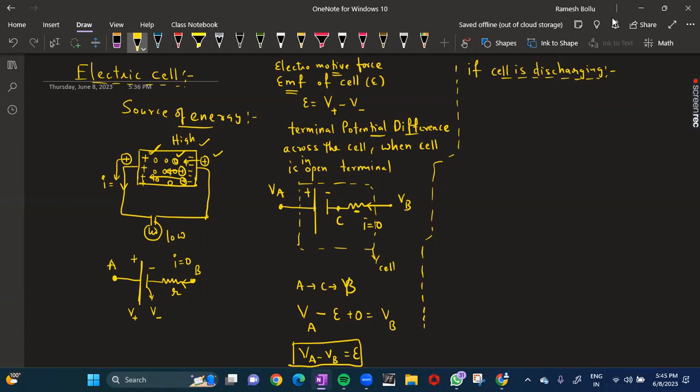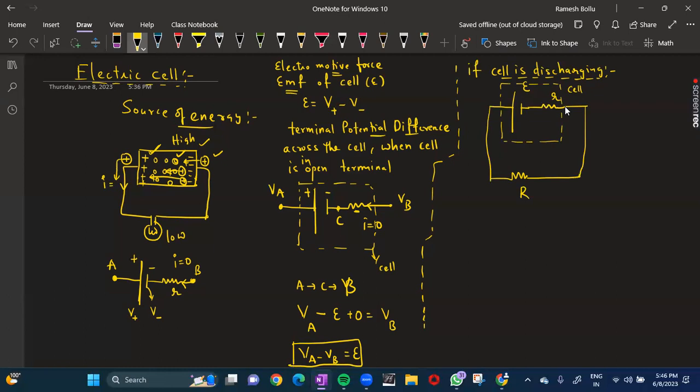Let us see one example. I am taking one cell of EMF E and its internal resistance, how much? Small r. You must draw this. This is the cell. Now I connected it to one bulb or any electrical consumer. Any electrical consumer is called what, students? External resistor. Capital R means a fridge, washing machine, bulb, fan, something like that. Small r means the internal resistance of the cell.